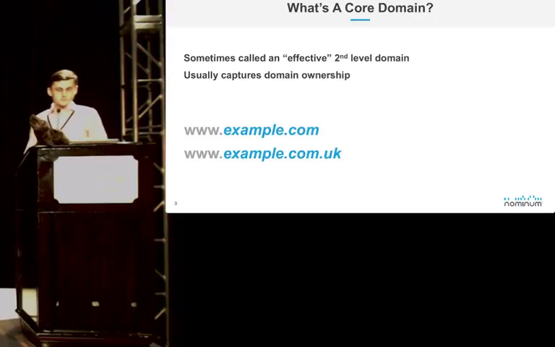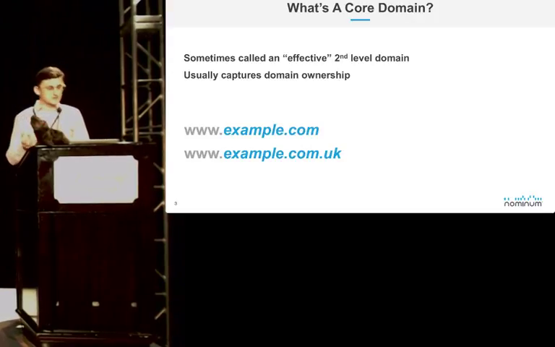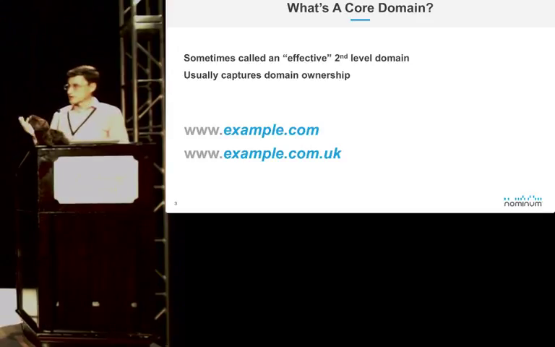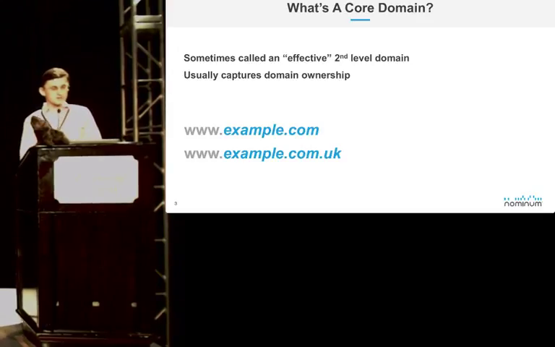Again, that's a very simple concept. If it's .com, that's typically something.com. If we have an effective TLD, a core domain is something one level below an effective TLD. So in the case of UK, example.co.uk would be a core domain.